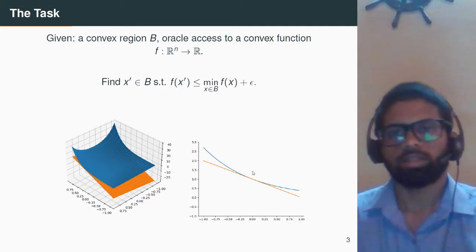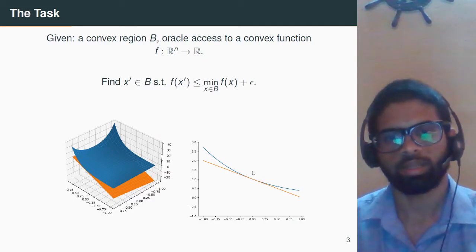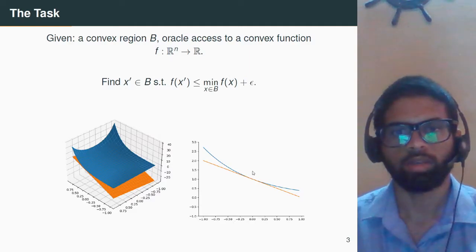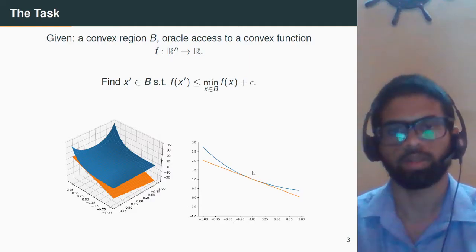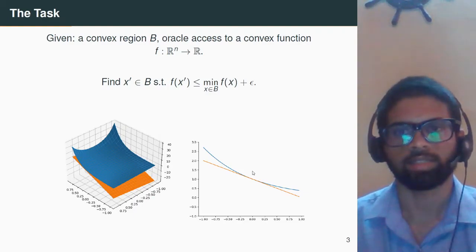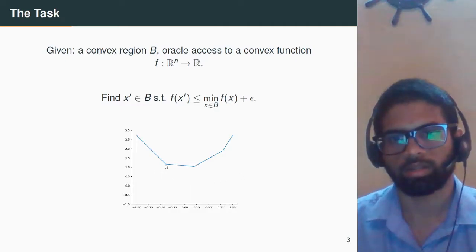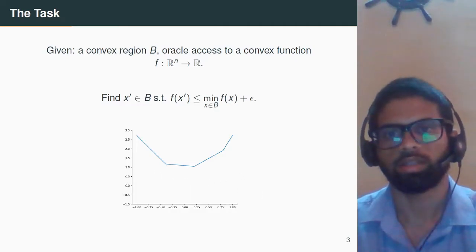Now convexity guarantees us that if you take the gradient at any point, that is, if you take the hyperplane that is tangent to that point, it stays below the function at all points. However, convexity doesn't guarantee that such a tangent exists. So for example, you take the smooth function, there are points where there is no tangent.